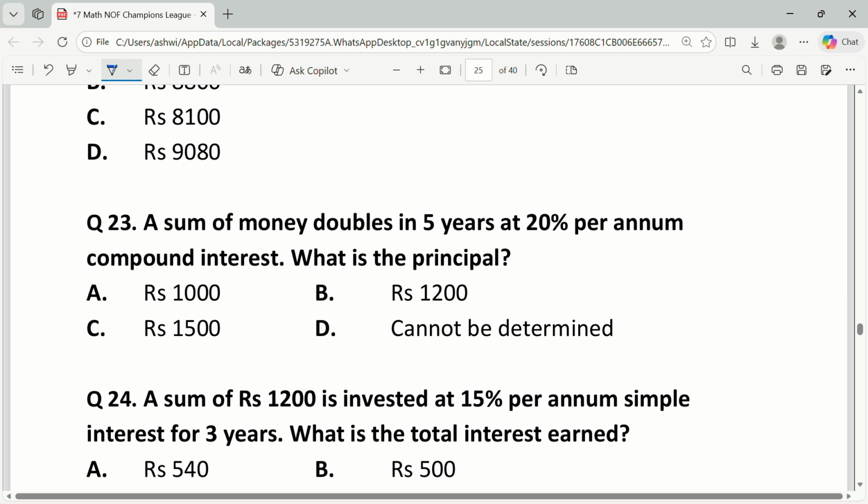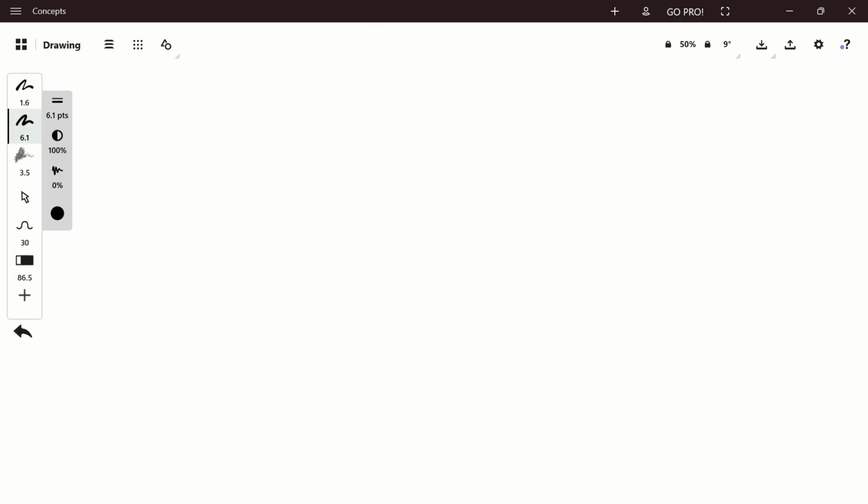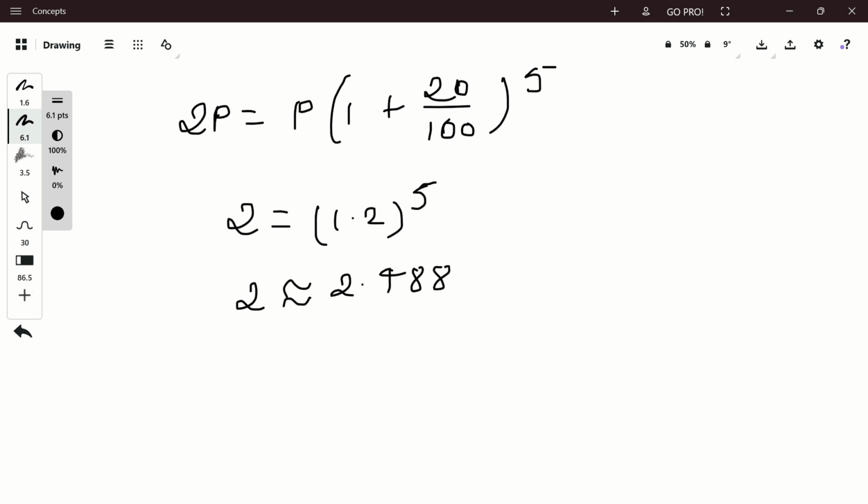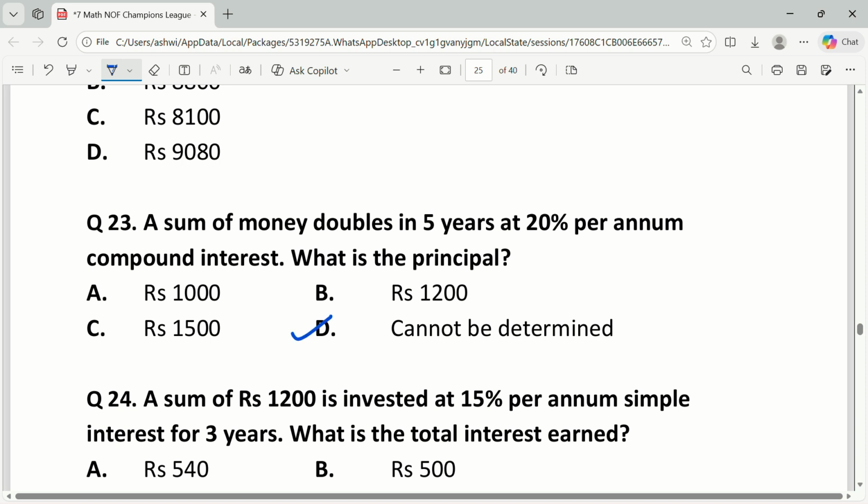Question 23. A sum of money doubles in 5 years at 20% per annum compound interest. What is the principal? The problem states that the sum of money doubles in 5 years at a compound interest rate of 20% per annum. The amount A is twice the principal P. So 2P is equal to P into 1 plus 20 upon 100 to the power 5. That is 2 is equal to 1.2 to the power 5. That is 2 is approximately 2.488. The condition is not met with a 20% rate. Therefore, the exact principal cannot be determined from the given options or information as the rate is fixed. So, the answer is D, cannot be determined.